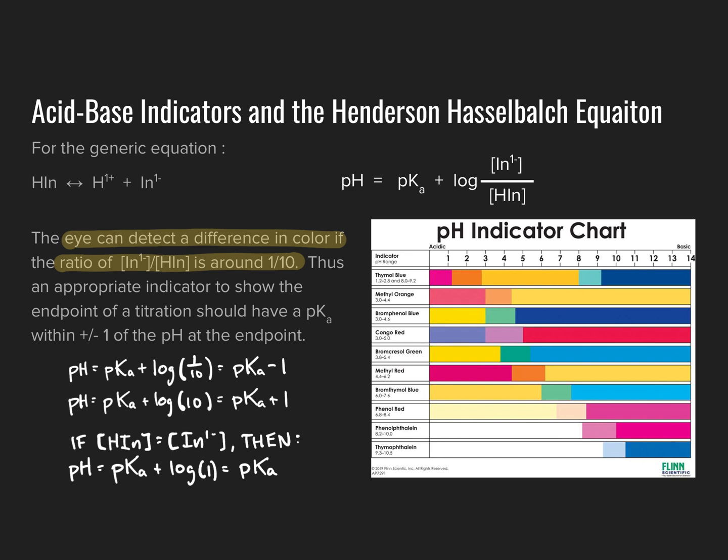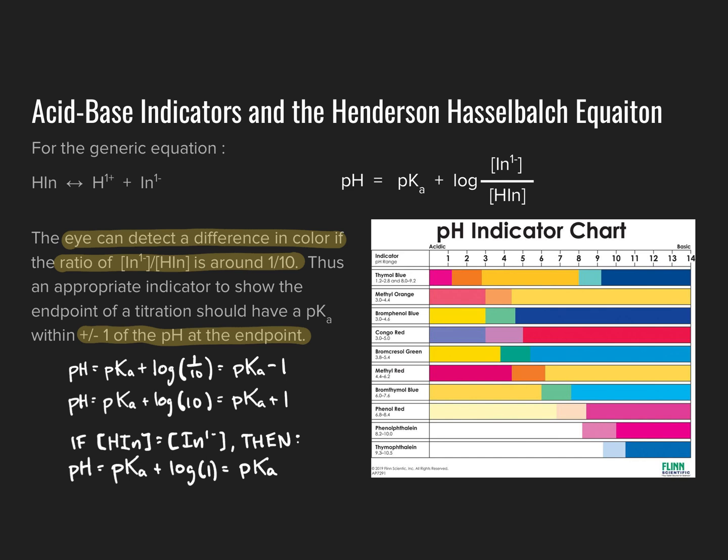And if that ratio of the concentration of In negative divided by the concentration of HIn is equal to 1, then the log of that ratio would be equivalent to the log of 1, which is 0. And as such, the pH of the solution would therefore be equal to the pKa of the acid. So long story short, what that really means is the color change will be detectable by the human eye around plus or minus 1 pH unit around the pKa of the acid that you're using as your indicator.